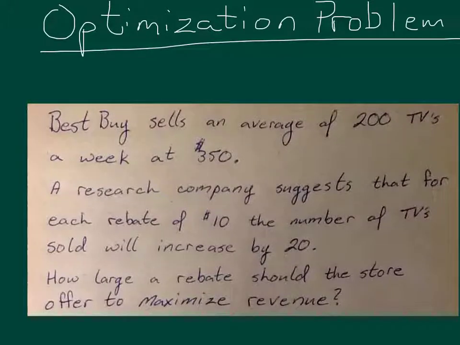Another type of optimization problem is the maximum revenue problem. Best Buy sells an average of 200 TVs a week for $350. A research company suggests that for each rebate of $10, the number of TVs sold will increase by 20. How large a rebate should the store offer to maximize revenue?